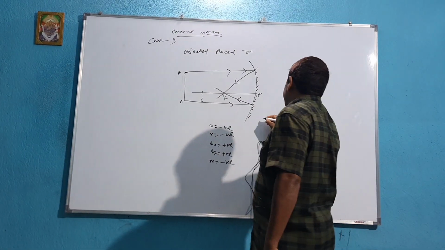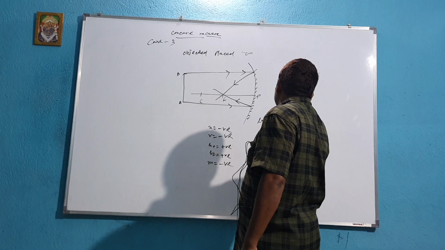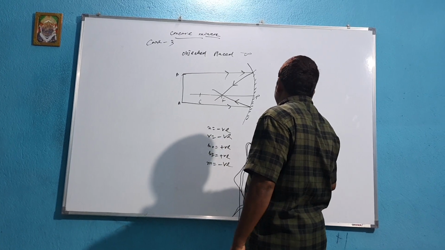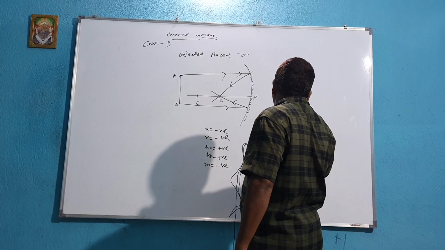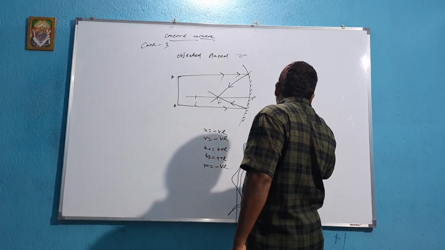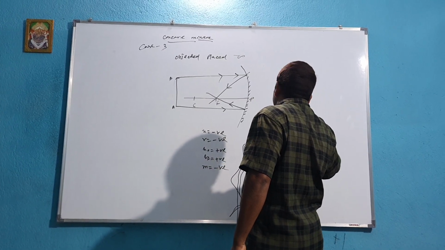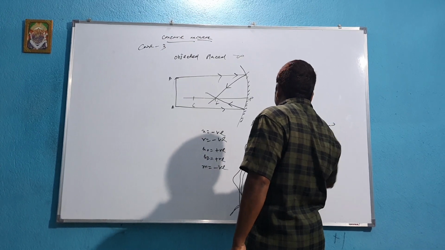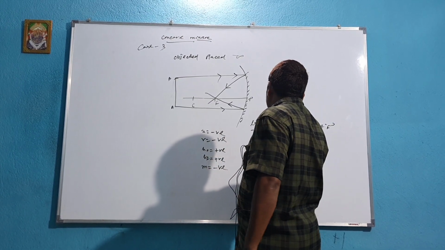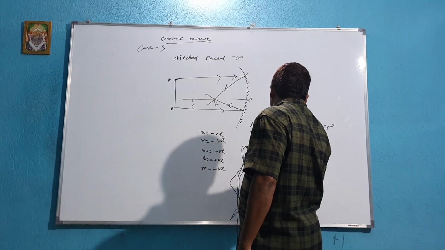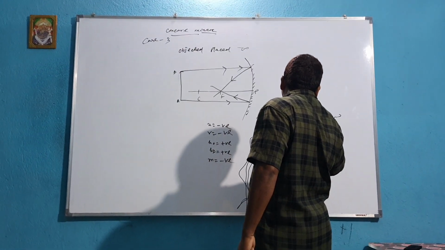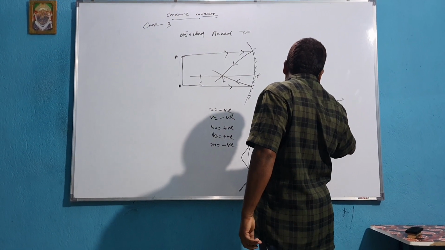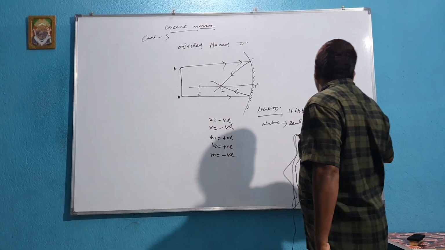Then location, it is found at F. Nature: real, inverted, diminished, highly diminished or point sized.